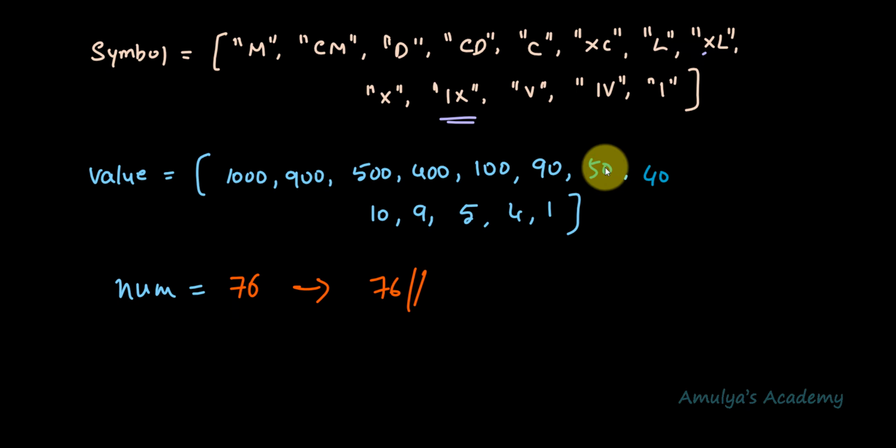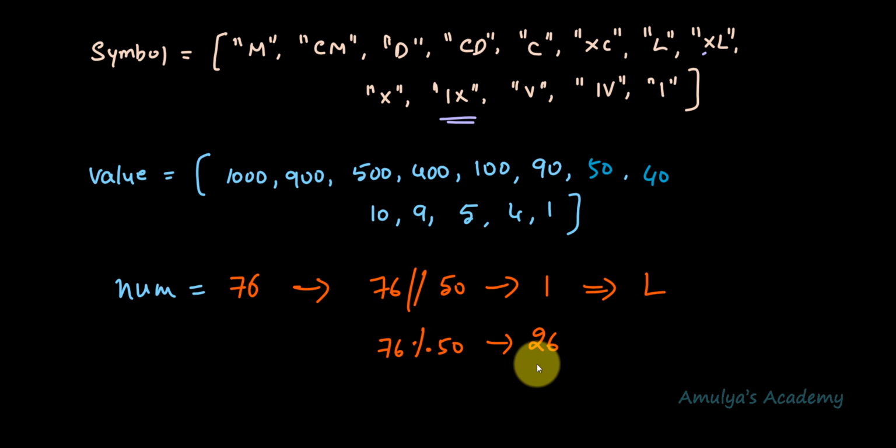So next I'll divide 76 by 50. At that time I'll get 1 point something, right? So I'll get 1 here. That means I need to represent 50 one time. To represent 50, I'll take L. We represented 50 in the 76 in the Roman numeral. Now remaining value is 76 minus 50, that is 26. To get that 26, I'll perform modulus operation using 50. When I perform this, I'll get 26 as the remainder. Now we got 26 and we need to represent that in the Roman numerals.